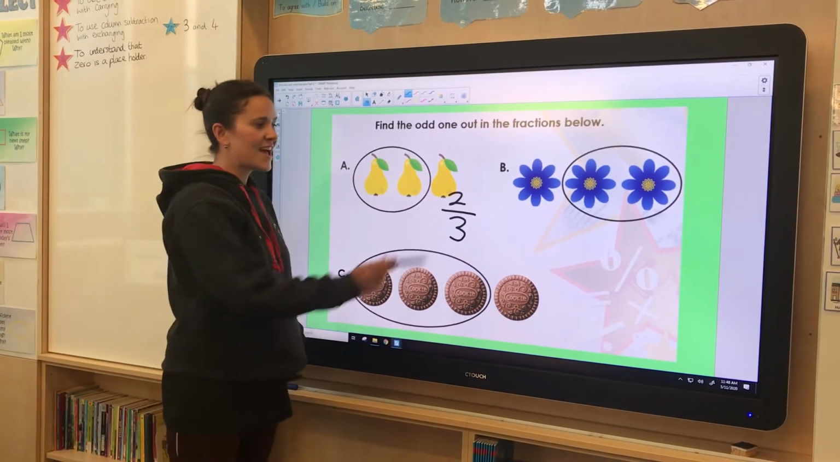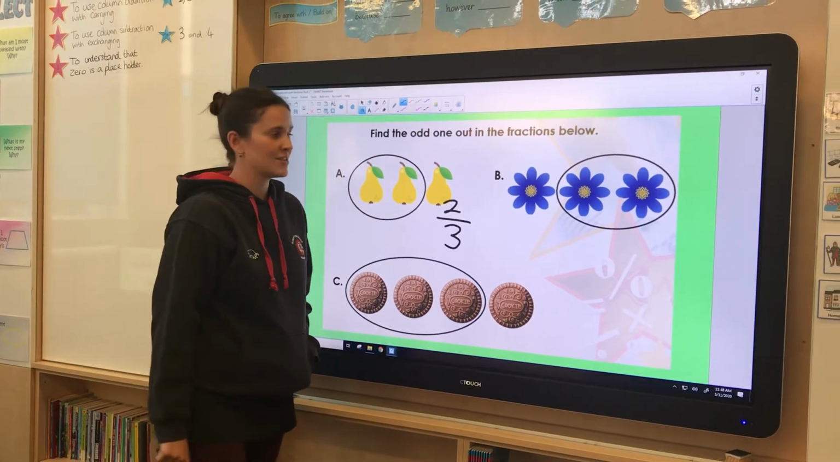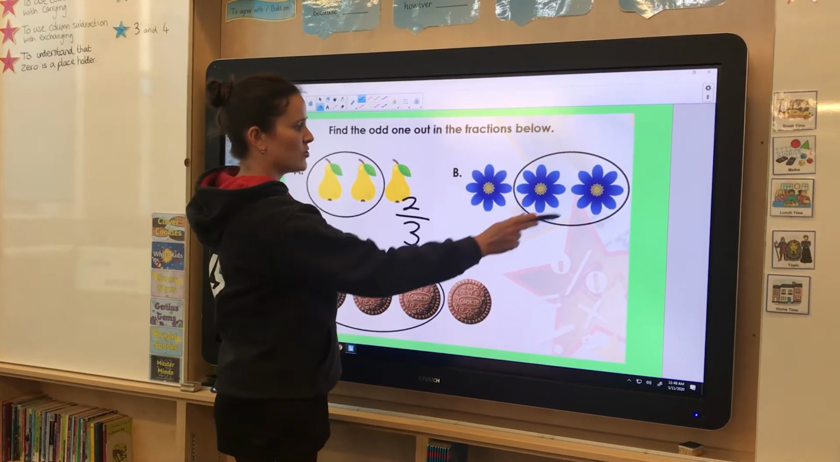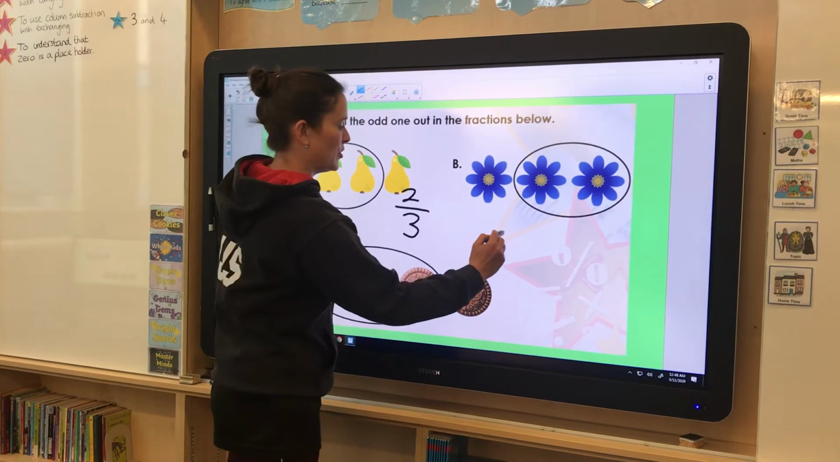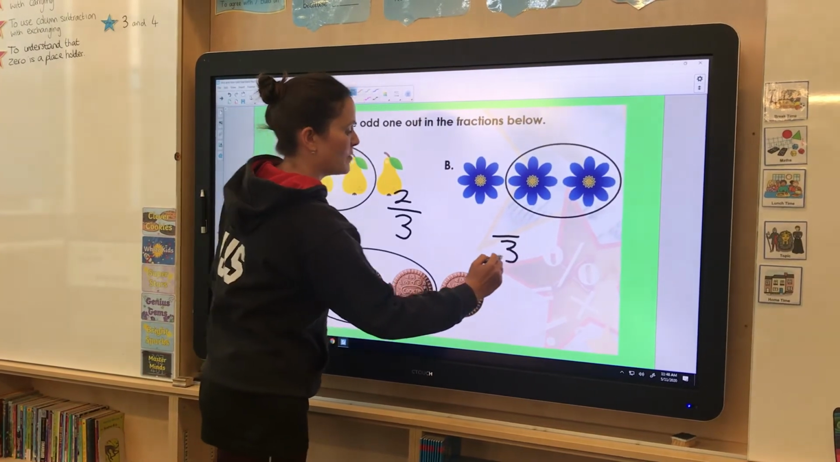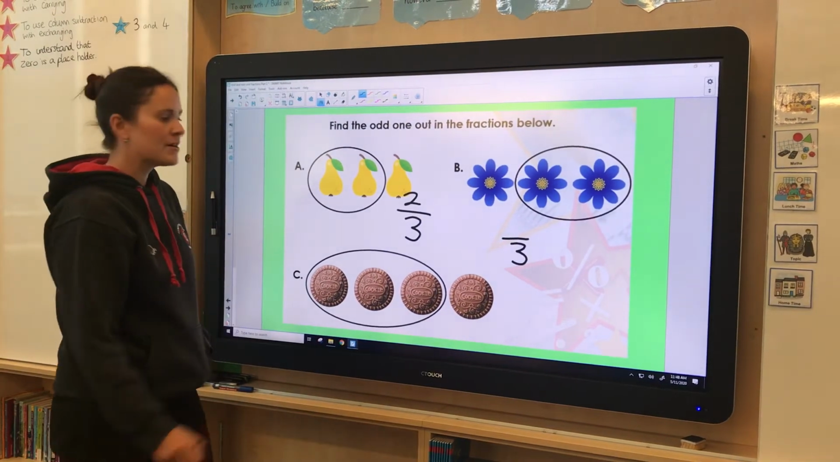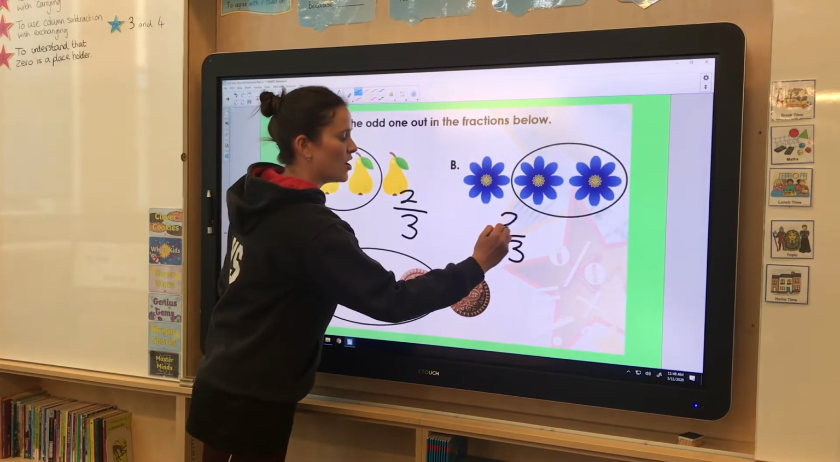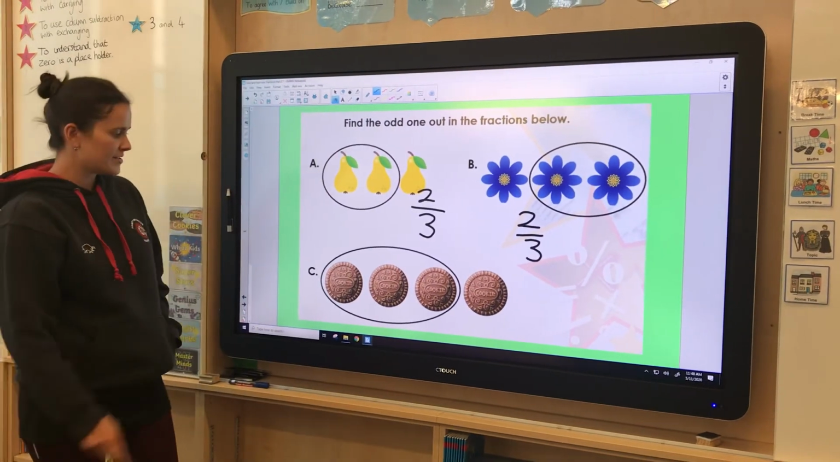And we're going to do the same for the other pictures as well. So in total, there are 3 blue flowers. That gives the denominator. And then 2 of them have been separated in an oval, which gives 2/3.